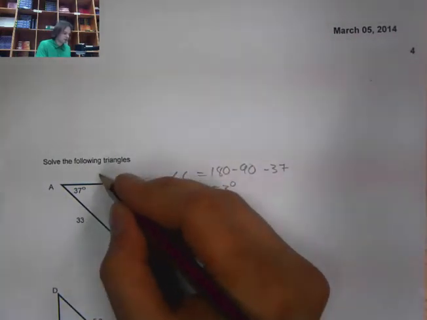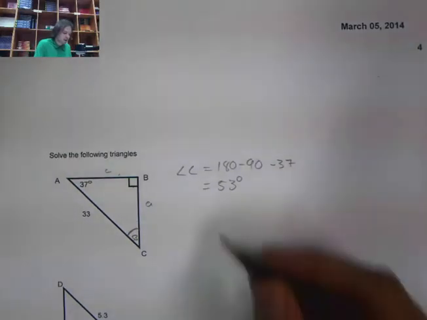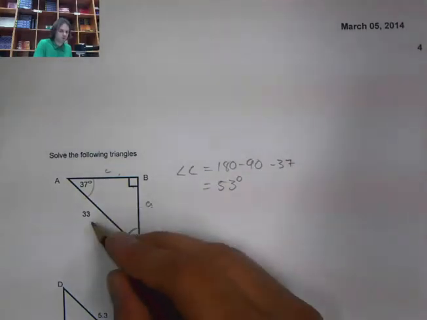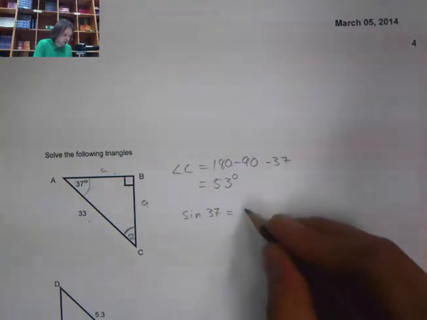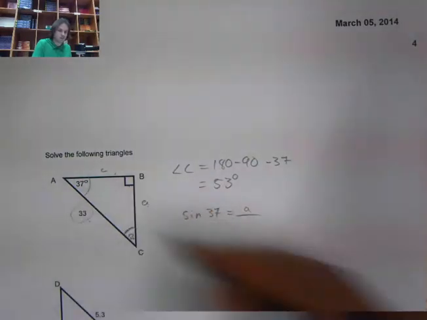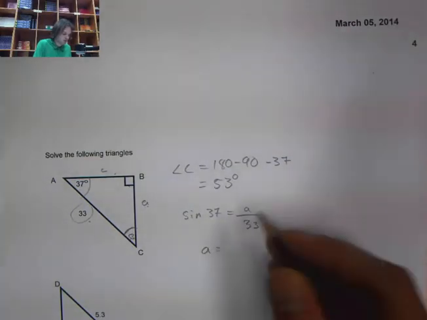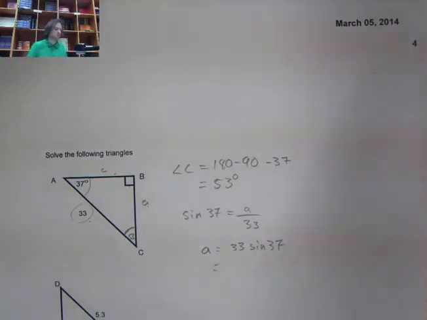Now I have to figure out this part here. This is side A, and this is side C. Okay? Well, I could do it two ways. I could either use the Pythagorean theorem, or I could use my trig identities. The trig identities is actually a little bit faster, so I'm going to stick with the trig identities for this one. So once again, I'm going to use this 37, and I'm going to use sine, which is opposite over hypotenuse. So sine 37 is equal to opposite, which is my a, over the hypotenuse, which is 33. So I'm going to have a is equal to 33 sine 37. Multiply both sides by 33.